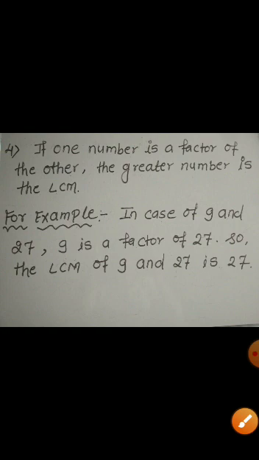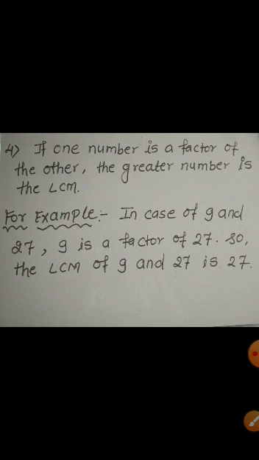Children, if you remember, we have seen the same property in HCF also. If one number is a factor of the other, the smaller number is the HCF. Do you remember that? And there also we have taken the same example. In 9 and 27, 9 is a factor of 27. So what would be the HCF of 9 and 27? 9 is the HCF.